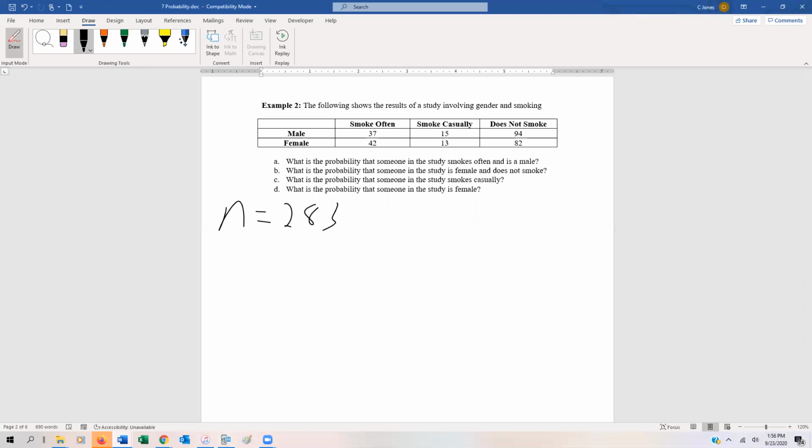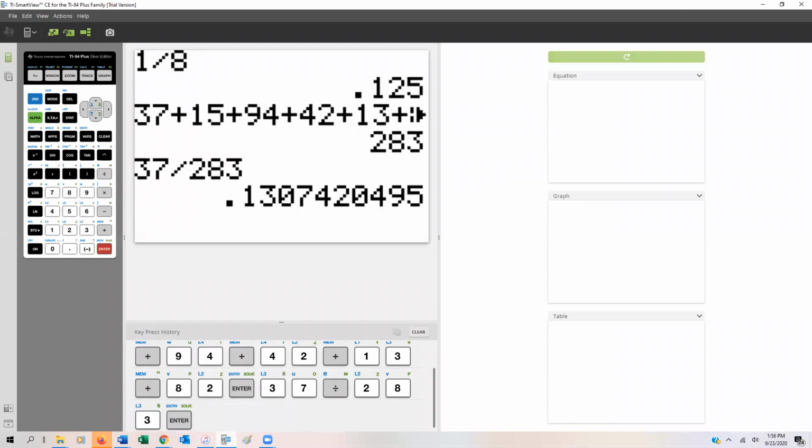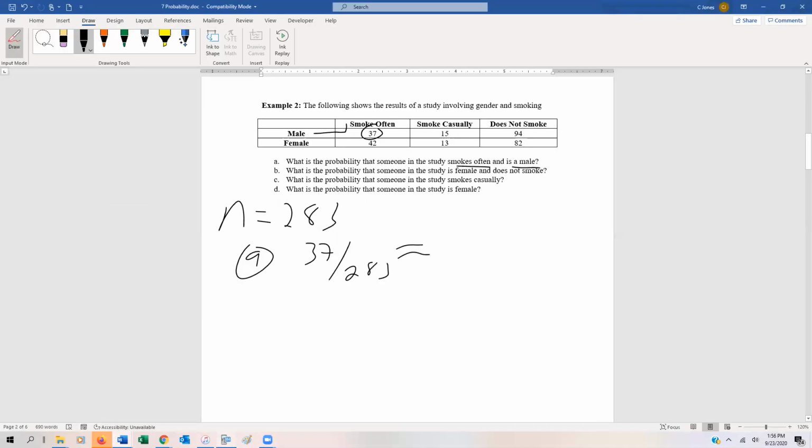So the probability that somebody smokes often and is male. So male and smokes often is 37. So for letter A, that's 37 out of 283. And if we shove that in the calculator, 37 out of 283 is going to be 0.131 if we approximate to 3 decimal places, or 13.1%. For letter B, what's the probability that somebody is female and does not smoke?